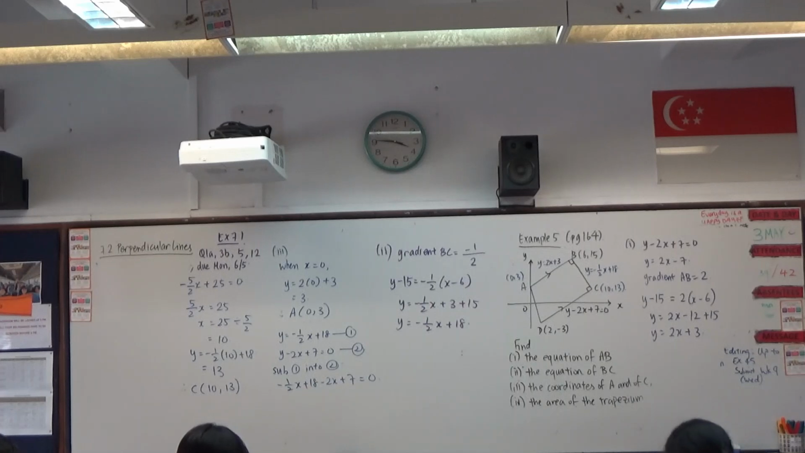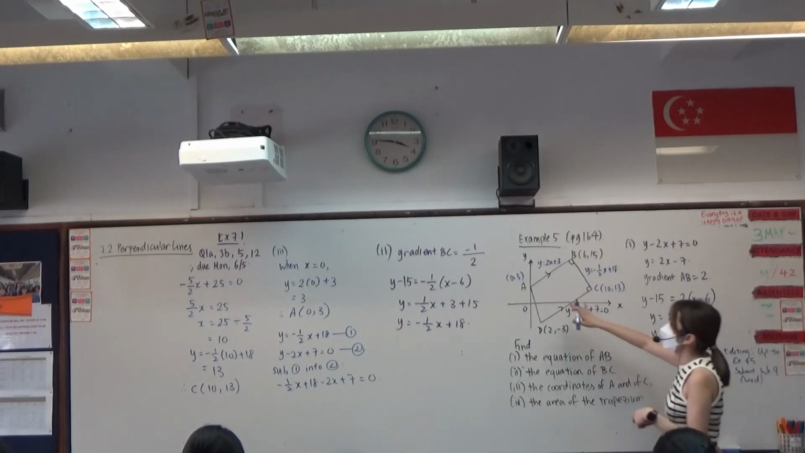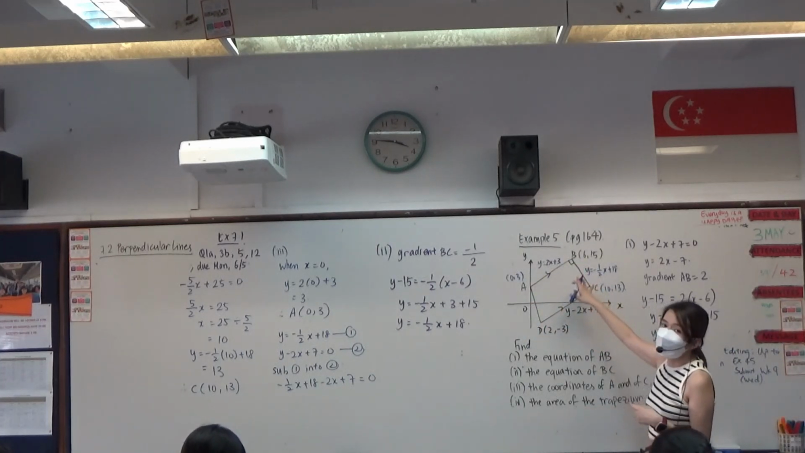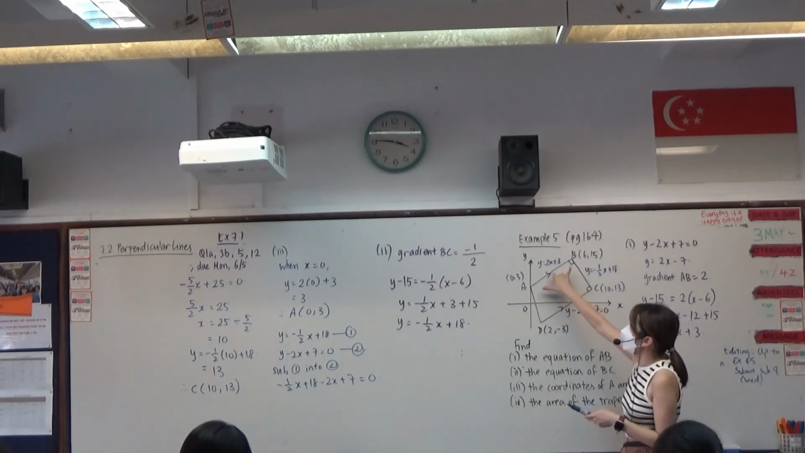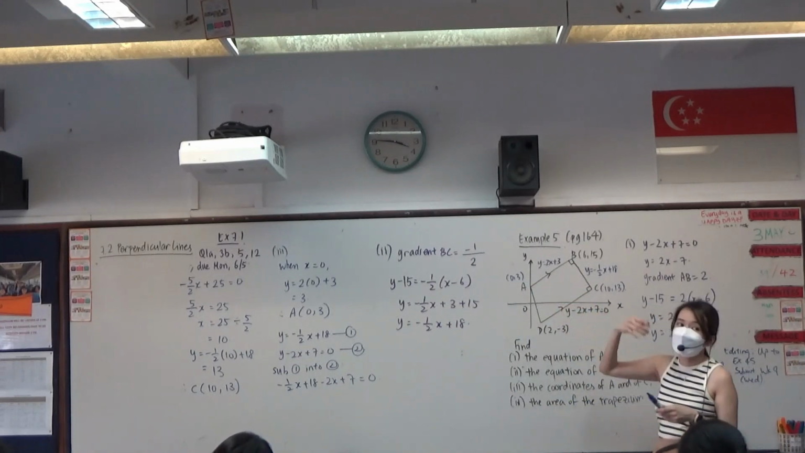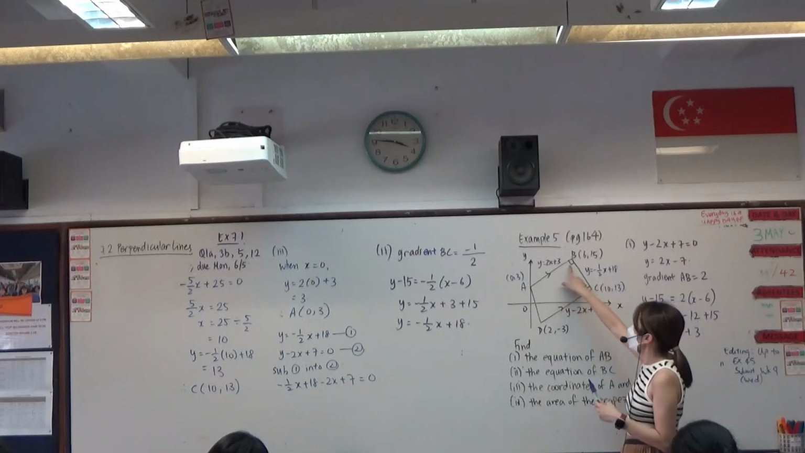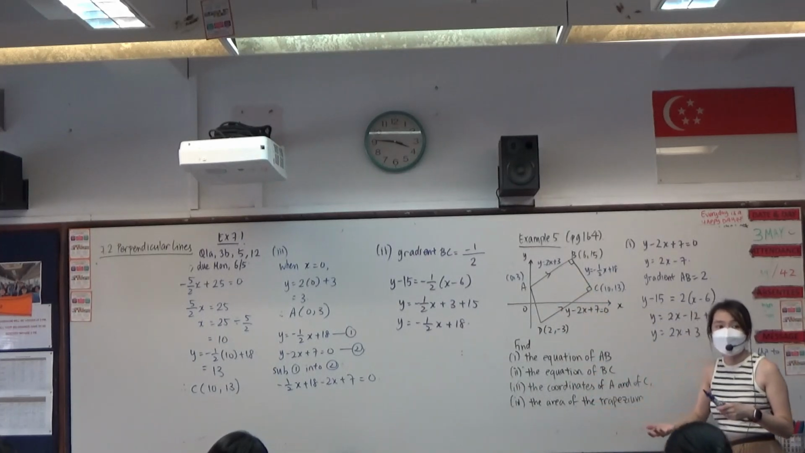Any questions? Now to find the area of the trapezium, at this juncture we only know one formula for the area of a trapezium. What is the area of trapezium formula? Half times sum of parallel lines times the height. It will be a very tedious task for this question, because you need to find the length of AB, the length of CD using your formula, and then also find the length of BC using your length of line segment formula.